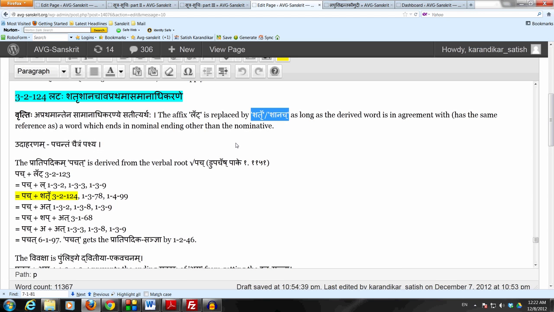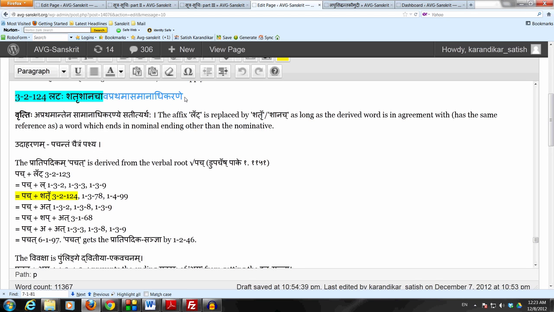Okay, now what is this thing about aprathama samana adhikaranye? See, these are adjectival forms. These participles which are created by adding this affix shatru or shanach create an adjectival form. That must be qualifying a noun somewhere, because their gender, number, case is dictated by the noun which they qualify. And if that noun form happens to be ending in the prathama vibhakti, then we cannot use this adesha of shatru or shanach. That is the condition which is stipulated here.